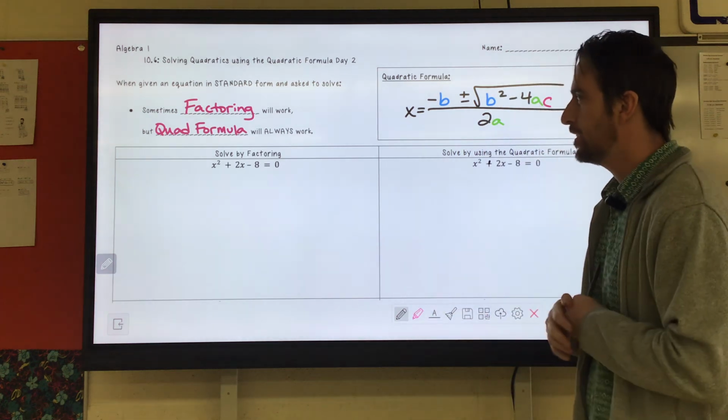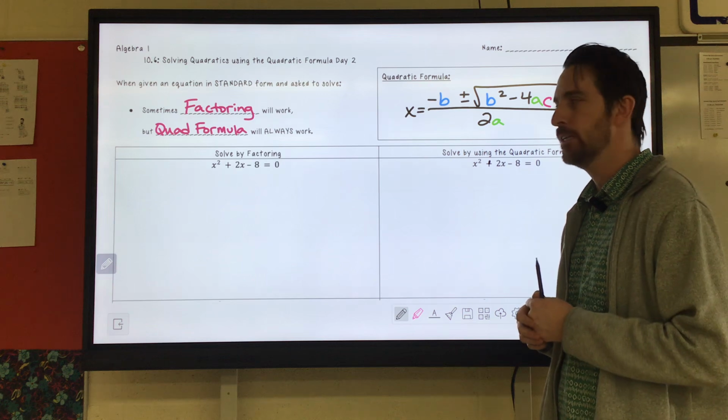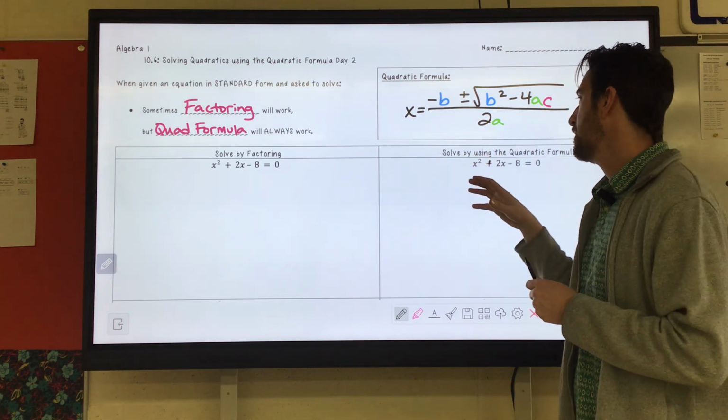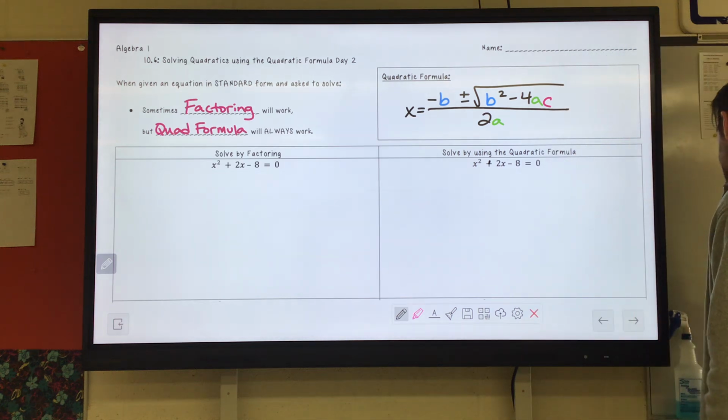So here's our activity today. And we're only going to do one together, and then there's 3, I believe, for you to do. We're going to solve the exact same equation using factoring and using the quadratic formula.